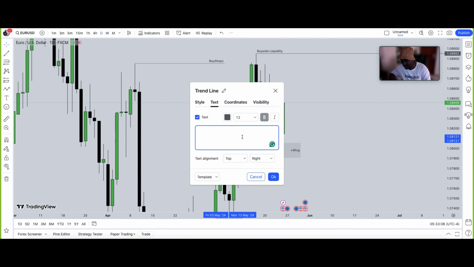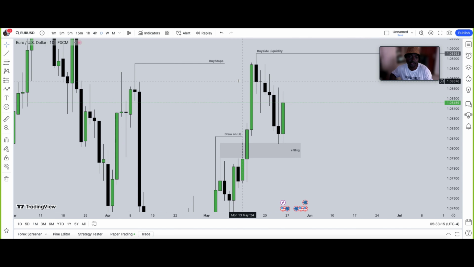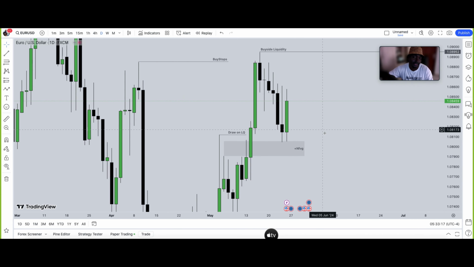Let me just, that is a draw on liquidity. After that draw on liquidity, which is buy stops or buy side liquidity, we had specific fair value gaps that were respected here, and the last fair value gap that was respected was this one here. This is where we are, right, on the daily time frame.